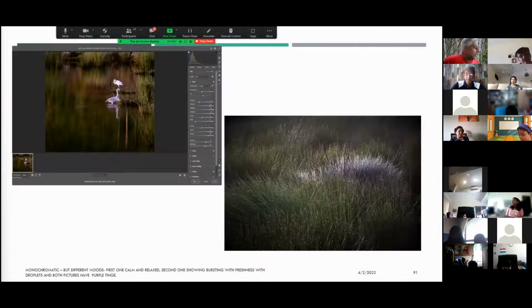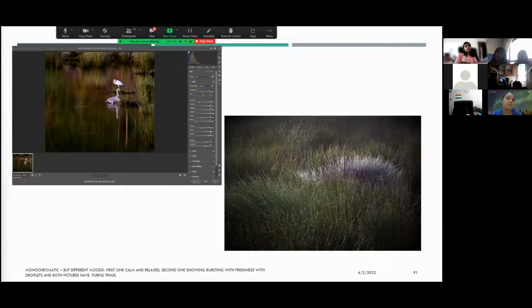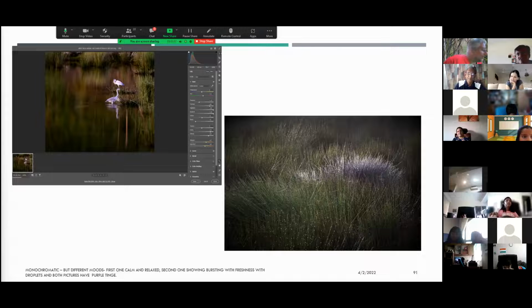I did the same here in Putrajaya, for example. I used monochromatic colors again, just one type of color, which is purplish green, but I waited a different time of the day. So you can see the picture on the left of the gray herons on the water, very serene and calm, 2 white storks standing in the water. And the other one on the right, suddenly the sun rays on the same patch of reeds that you see on the right, it bursts with energy as rays hit the water droplet. So it becomes a lot more energetic type of picture.